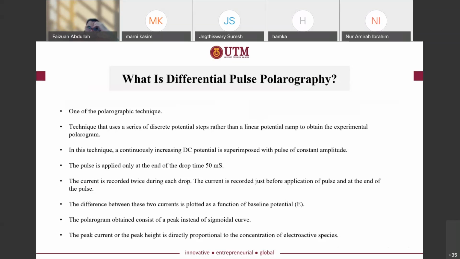The current is recorded twice during each drop. The current is recorded just before the application of the pulse and at the end of the pulse. The difference between the two currents is plotted as a function of baseline potential, which is E. The polarogram obtained consists of a peak instead of a sigmoidal curve. The peak current or the peak height is directly proportional to the concentration of the electroactive species. Next.